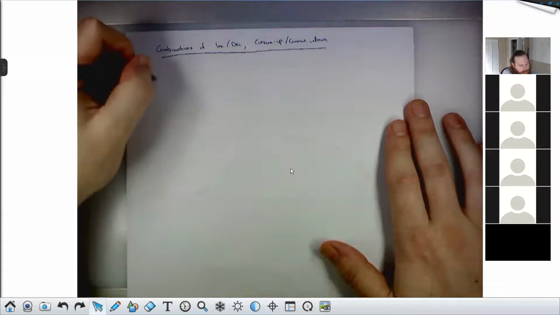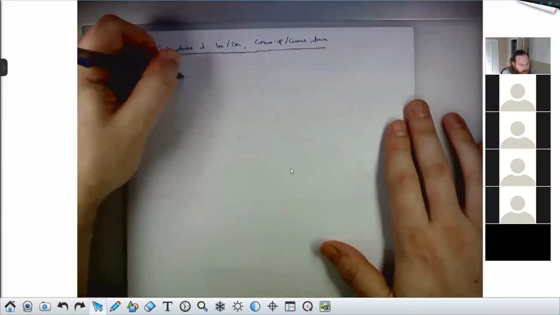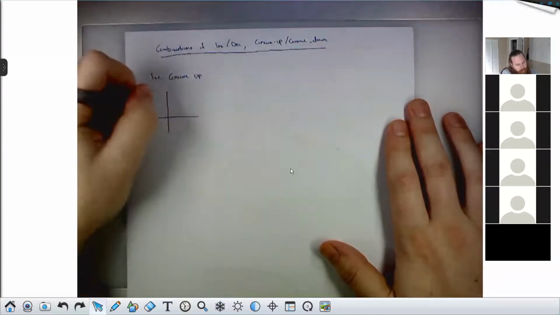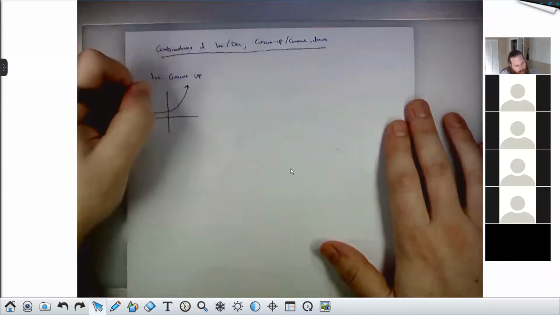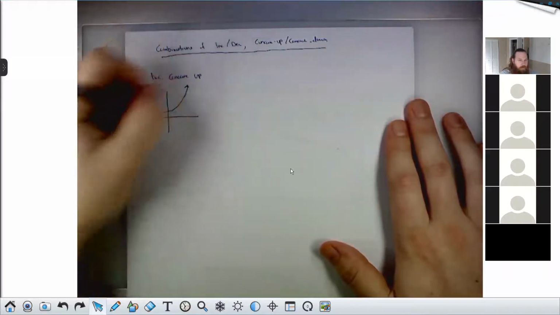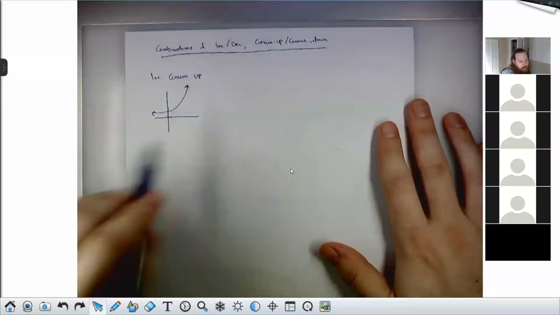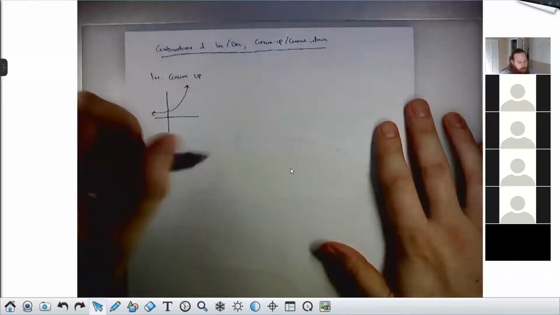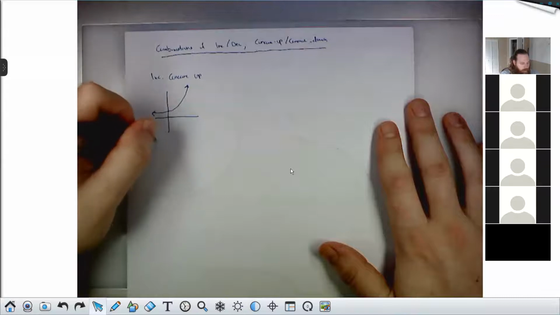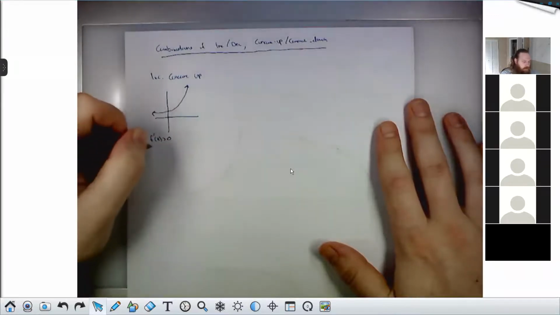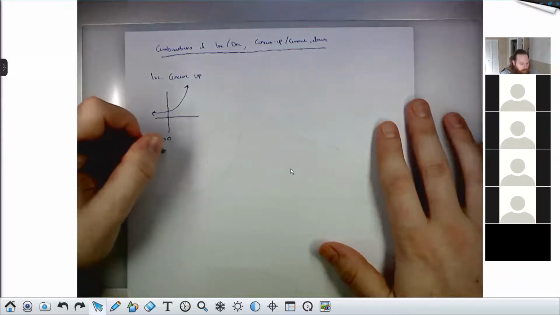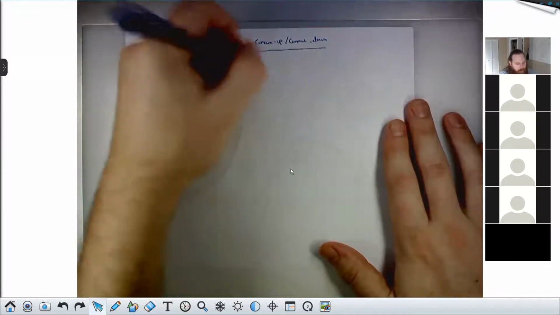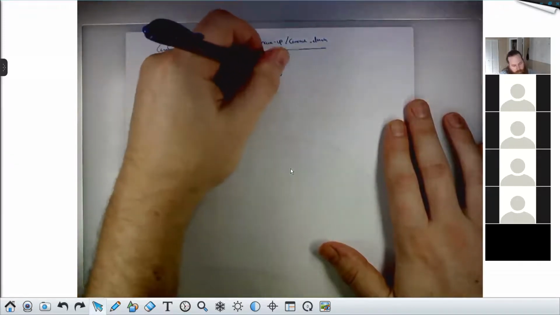You can be increasing and concave up, and that looks like this. Here we are increasing and we're concave up. Our slopes of tangent lines are not only all positive, but they're getting steeper. So here, f prime is positive, that's the increasing, and f double prime is positive, that's the concave up. You can be decreasing and concave up.